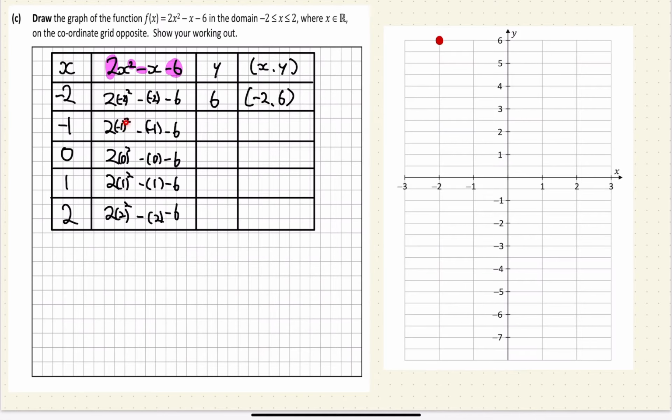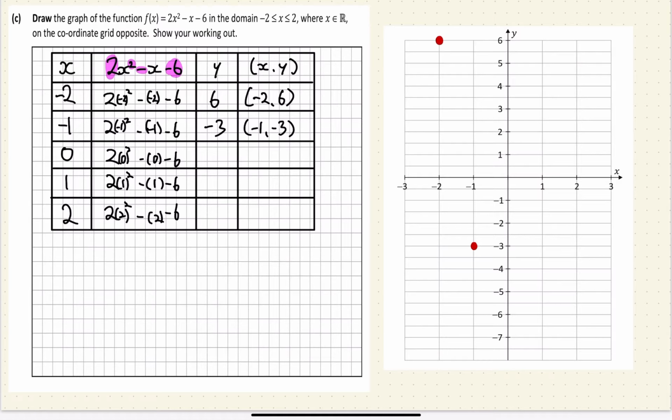Minus 1 to be squared is 1. 1 times 2 is 2. Minus 1 is plus 1. So 2 plus 1 is 3. Take away 6 is minus 3. Right? So my next point is minus 1, minus 3. So minus 1 down to minus 3. So I will put that there. So minus 1, minus 3 goes here. All right, let's go to the next one.